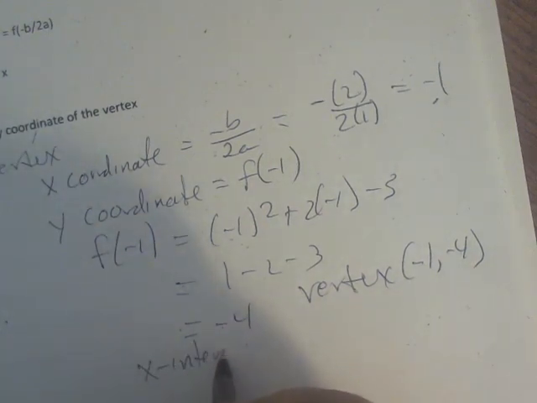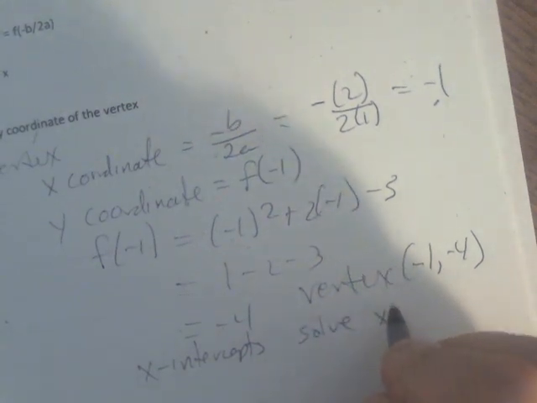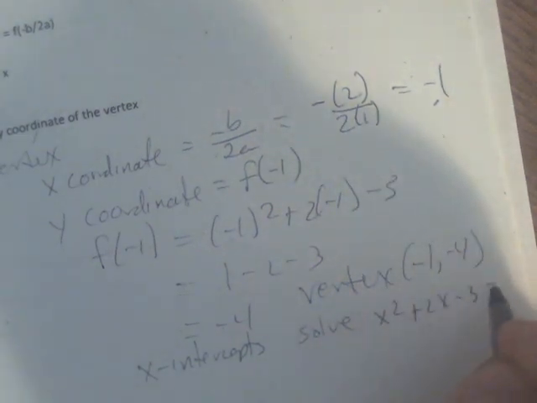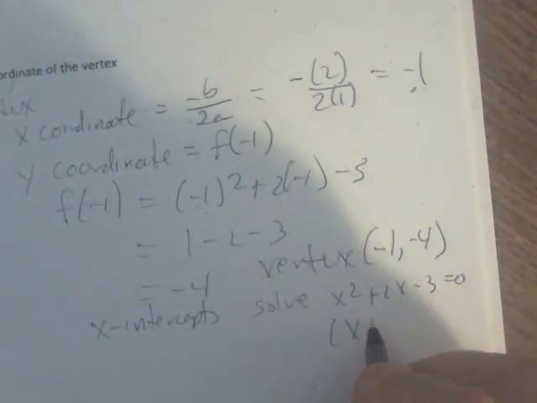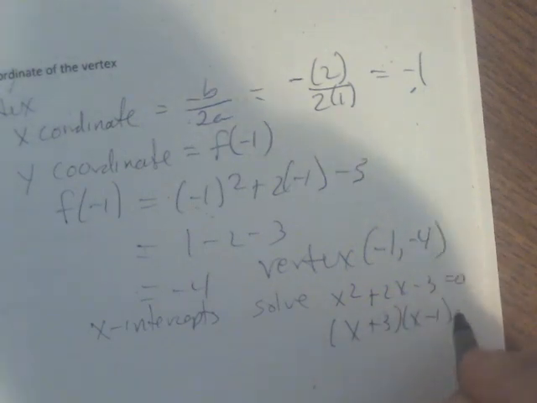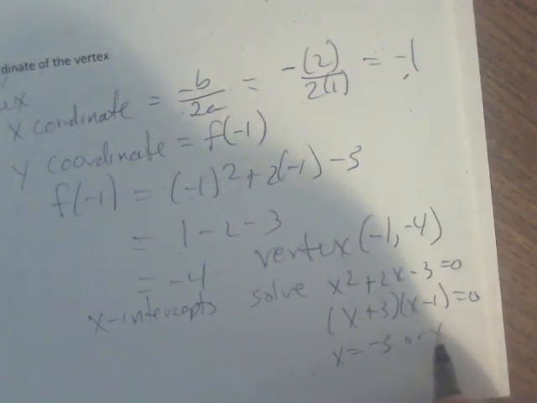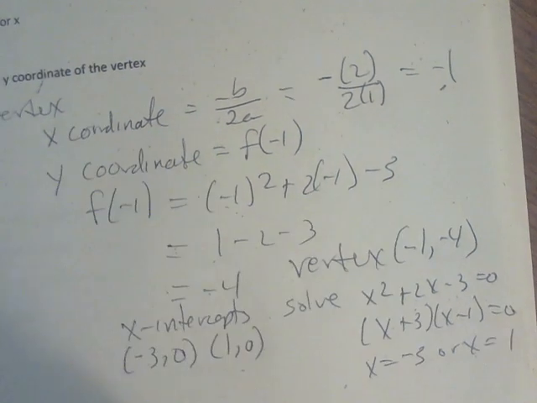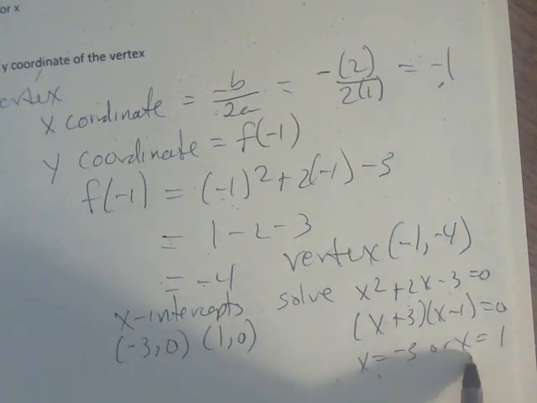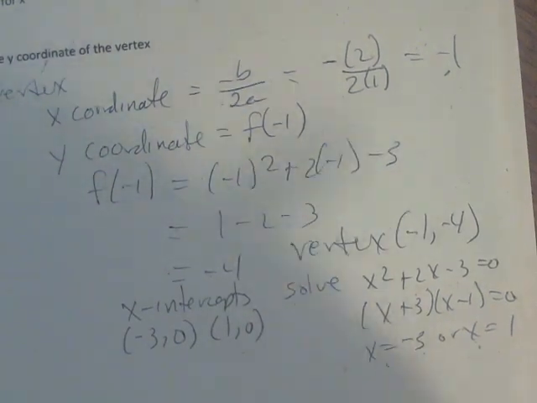X-intercepts. I'm going to solve x squared plus 2x minus 3 equals 0. So I'm going to factor. x plus 3 times x minus 1 is 0. So x is negative 3 or x is 1. So therefore my x-intercepts are negative 3, 0 and 1, 0. Make sure you don't make this 1 point. These are two x's, so they have to both have a y of 0.